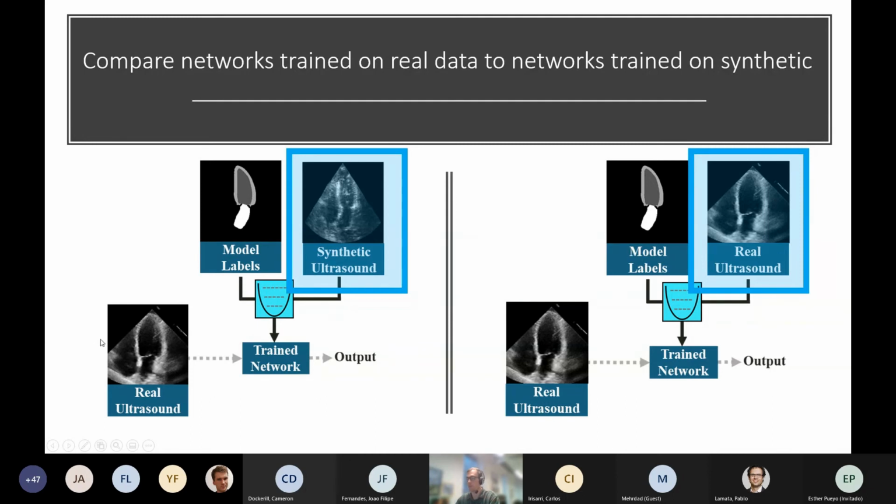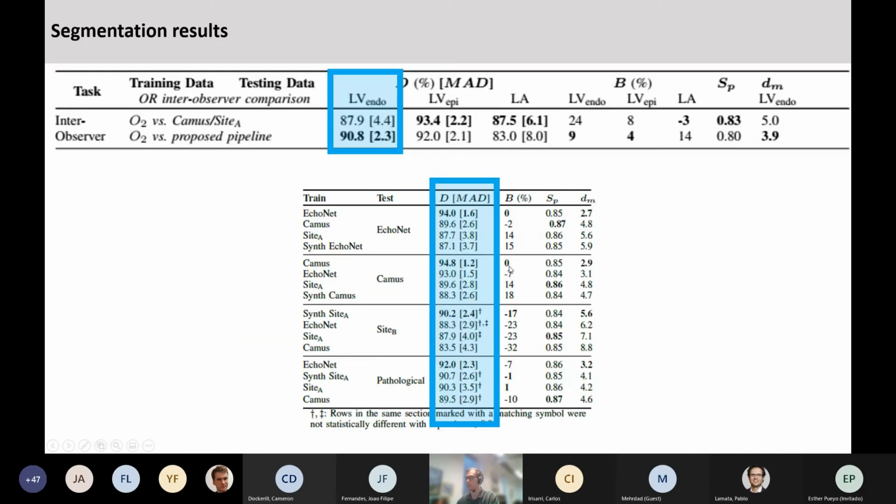And then we're going to test both of them with real ultrasound, and we're going to look at the same data set of real ultrasound images, and we're going to compare the performance here. So that's the comparison that's being made. So showing some results of that.